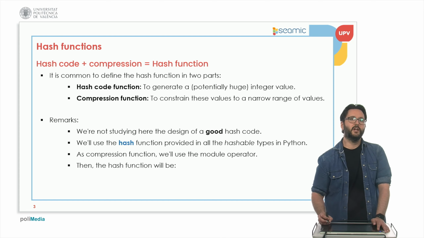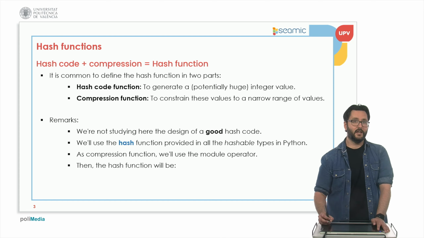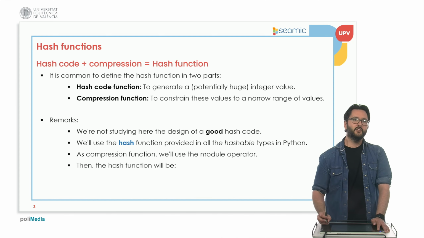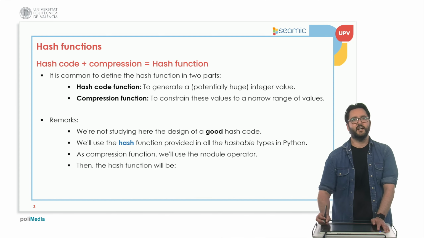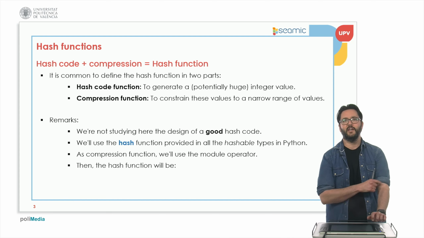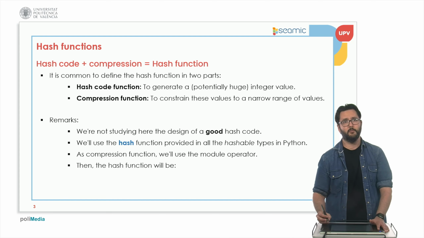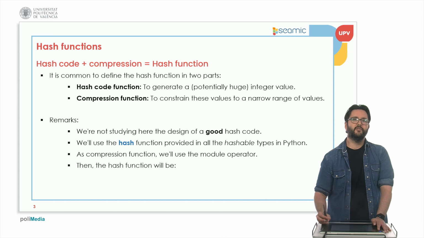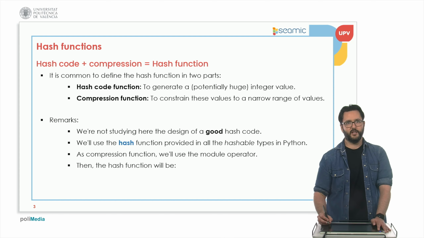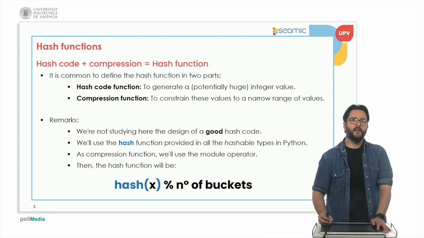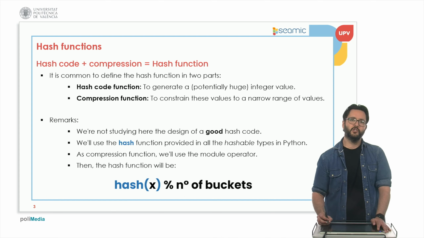Some remarks: we are not studying here how to design a good hash code that will provide a good sparsity, so we are going to use directly the hash function provided in all the hashable types in Python. We will talk about this hashable concept in a minute. As compression function, we are going to use the modulo operator, so the final hash function that we are going to use is the hash from Python modulo the number of buckets, or the number of positions in the list.